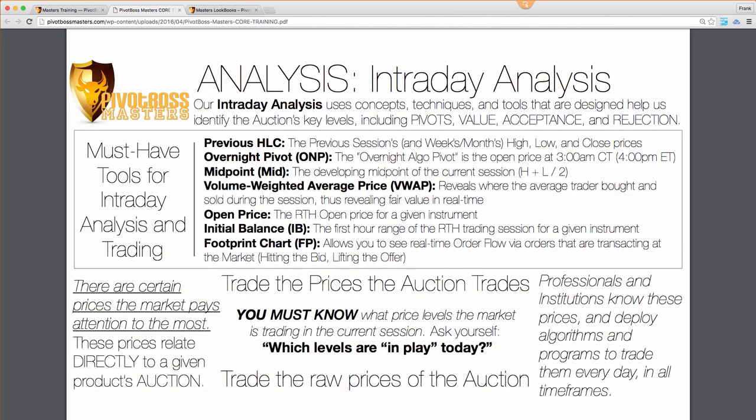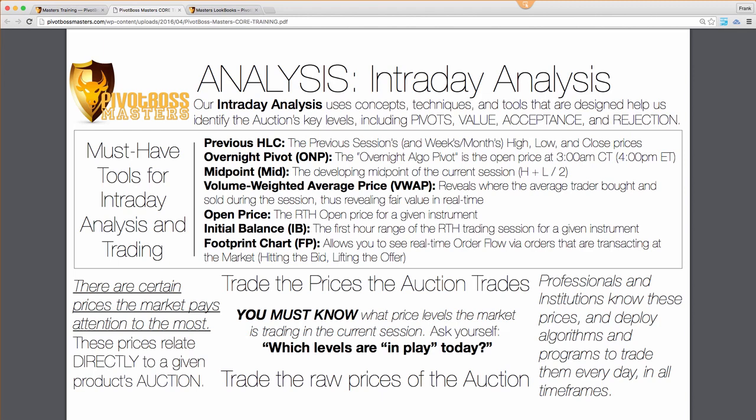Our intraday analysis uses concepts, techniques, and tools designed to help us identify the auction's key levels, including pivots, value, acceptance, and rejection. That's always the biggest thing with regards to analysis: identifying those key price levels that mean something to the market. The must-have tools for intraday analysis and trading are the ones that follow. It's basically the previous high, low, and close.